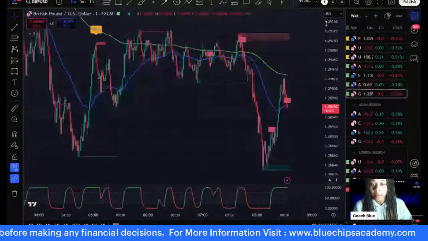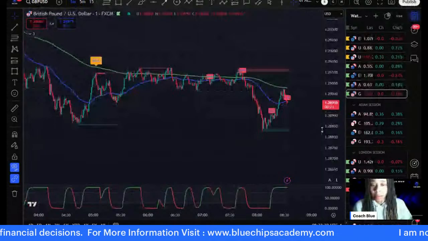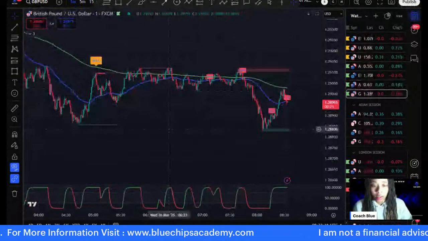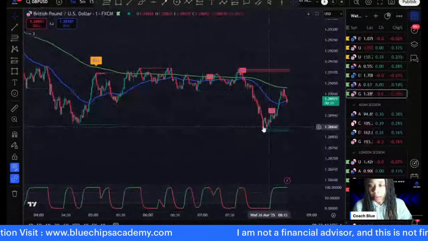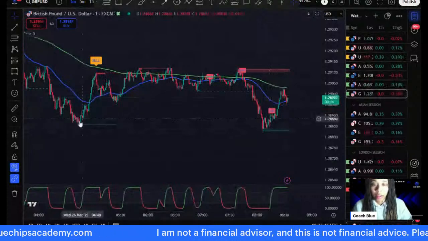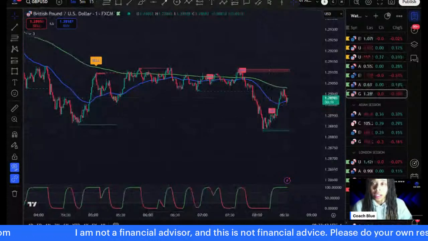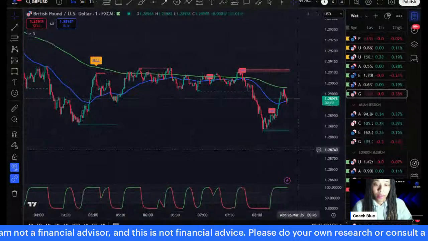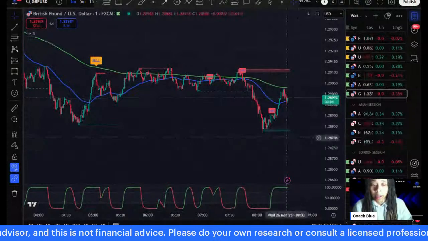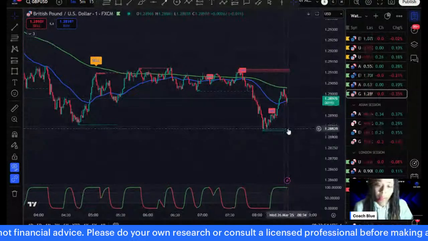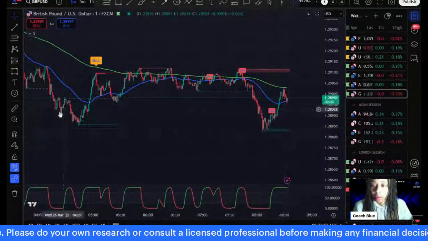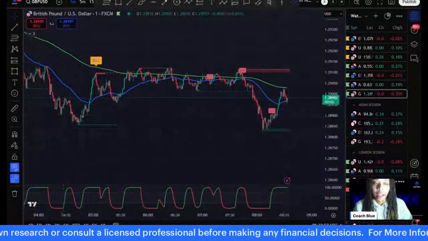GBP USD. So it looks like more of a wide range now, because again, it's doing the same thing as AUD USD. It found support here, okay, at these levels here. So GBP USD, if we were to get a buy back down at this area, that wouldn't be bad, because it already shown support multiple times right there.